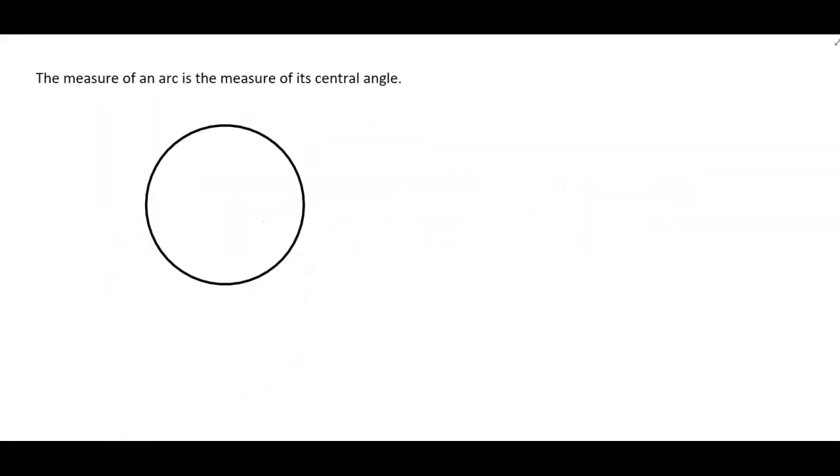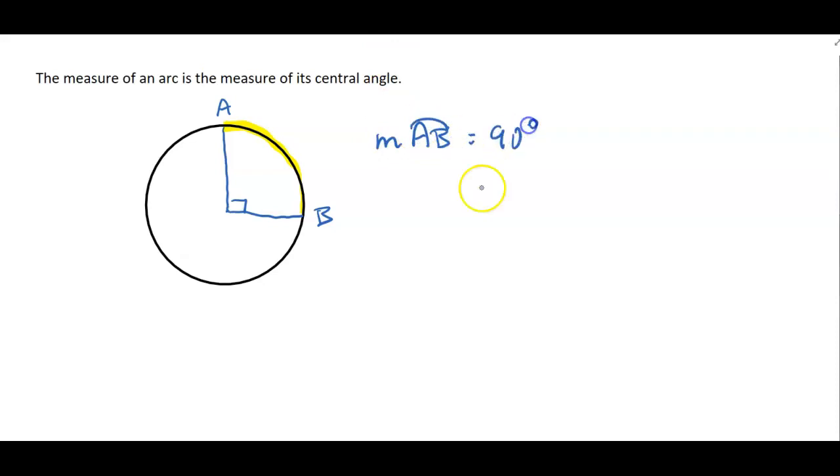So what is the measure of an arc? Well, it's just the measure of the central angle. Let's say I've got a central angle here that's 90 degrees, and here's arc AB. So we would say that the measure of arc AB is 90 degrees. And let's say I had another arc out here, and that's 30 degrees with that central angle. So the measure of arc BC would be 30 degrees. To get the measure of an arc, you just see what the measure of its central angle is.